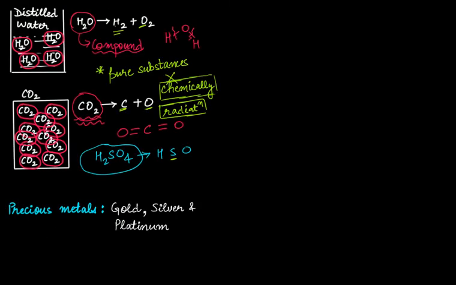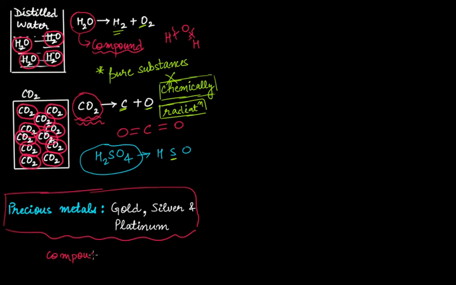One point that I missed here was precious metals. Very rarely it happens that only few elements exist in the pure form, that is, in the free state. They are not available in the free state in our atmosphere or in the Earth's crust. They are always present in the form of compounds, that is, they are chemically combined with other substances, and from there we extract elements.